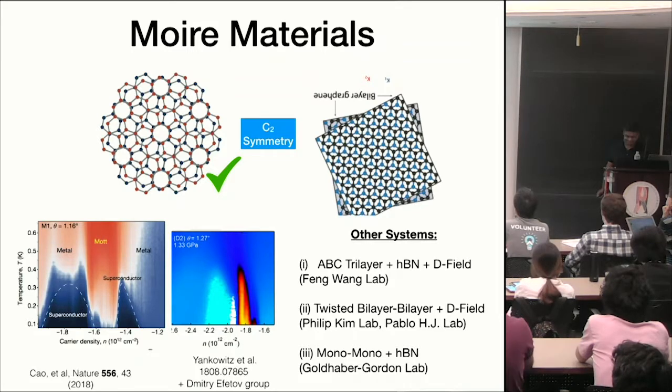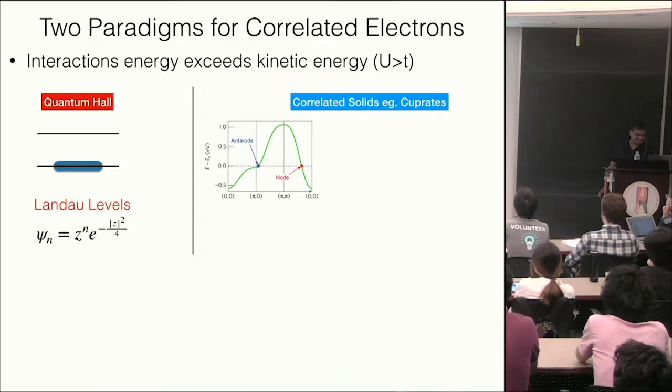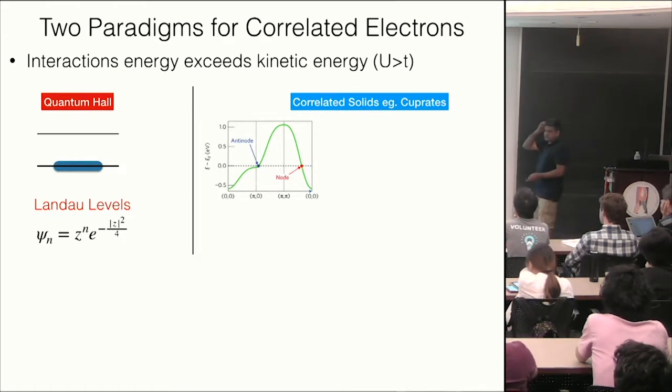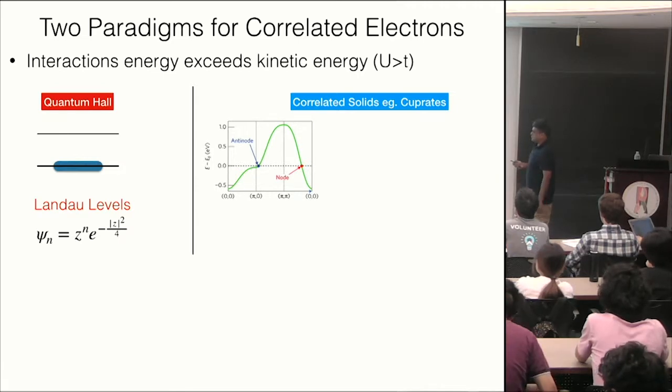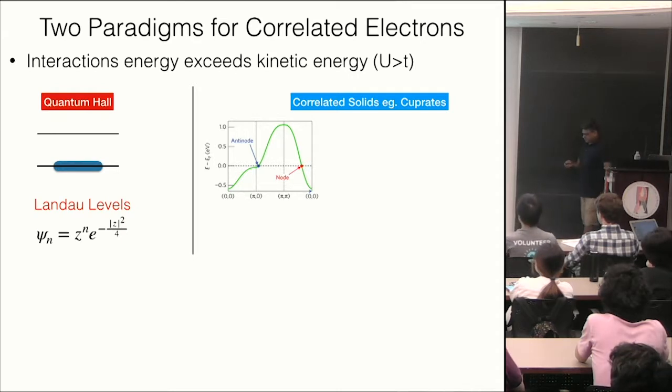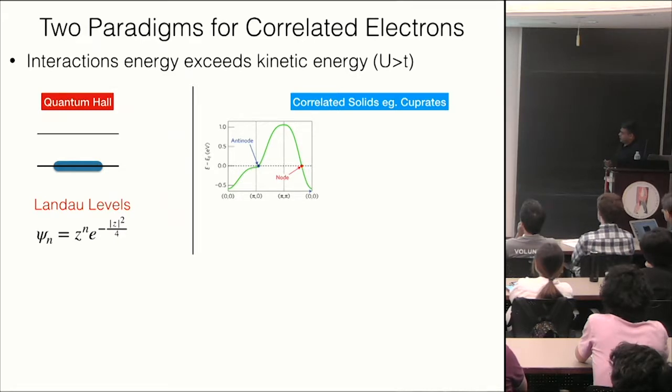symmetric. So let me just spend a few minutes, before I get into more details about the band structure, on why this band topology may be important, even to understand the interaction physics. There are really two different kinds of strongly interacting systems that we are familiar with in condensed matter. Of course, things like the cuprates, where you have bandwidth comparable to the interaction strength.